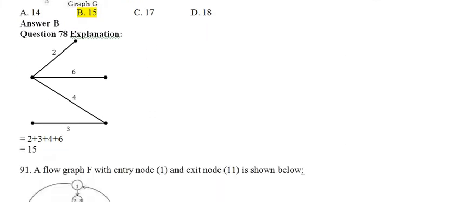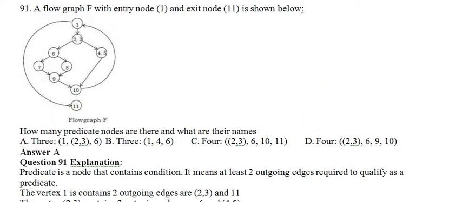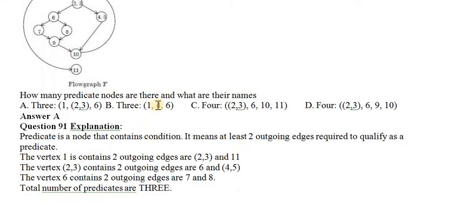So next one. Last semester it was very interesting because they represented only a single graph, and from it they asked 5 questions. A flow graph F with entry node 1 and exit node 11. The entry node is this one, the exit node is this one. Now one of the questions is how many predicate nodes are there, and what are their names.